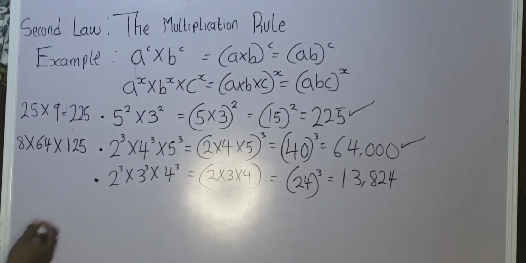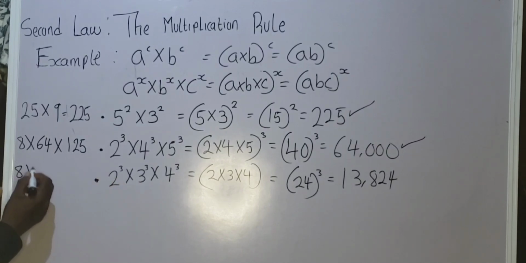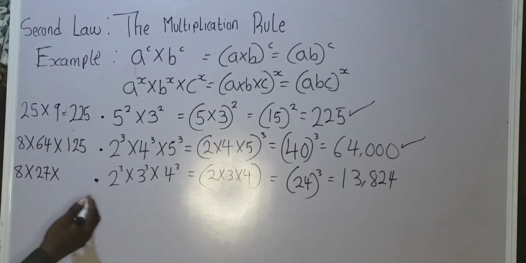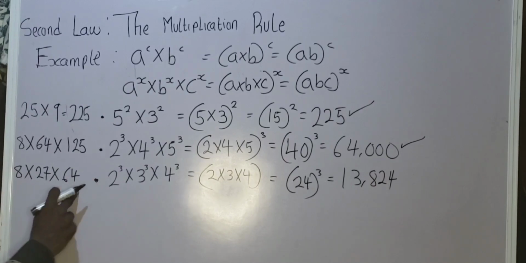Now let's go for this. 2 raised to the power of 3, that is what? 8. Multiplied by 3 raised to the power of 3, that is what? 27. Multiplied by 4 raised to the power of 3, that is 64. If you multiply this, you are going to get 13,824. So that is the second part of the multiplication rule that I want you to know. Okay, now let us proceed to the division rule.